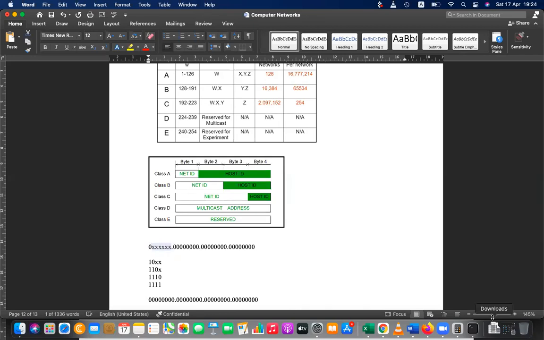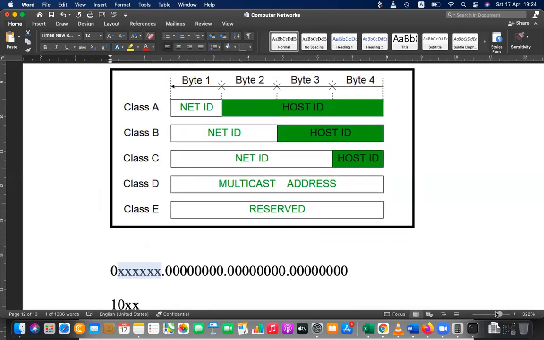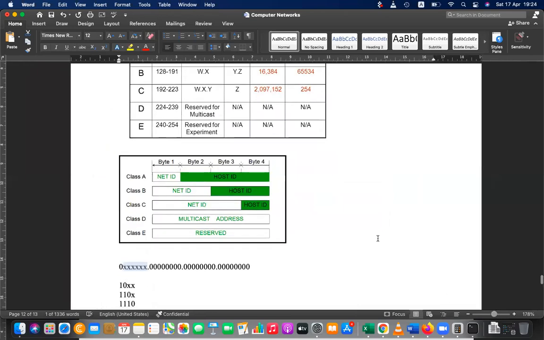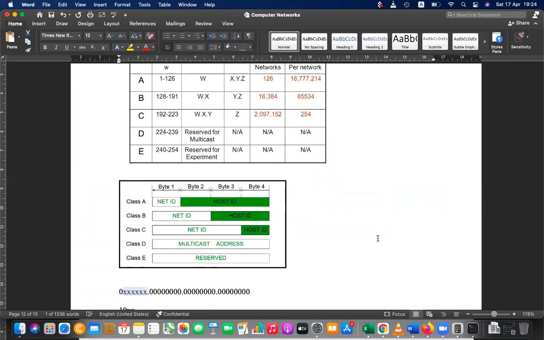Since you have 7 digits for the network, how many unique networks will there be? You know how to find the number of combinations now because you have already done that, Kalinkarani. If it is 7 bits, how many networks? 2 to the power?